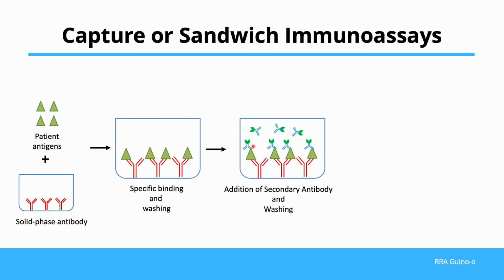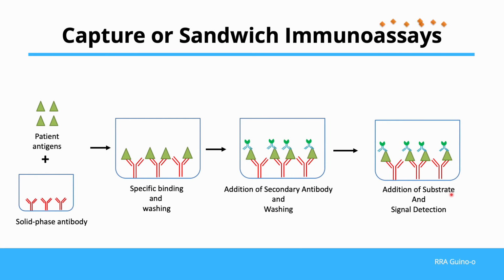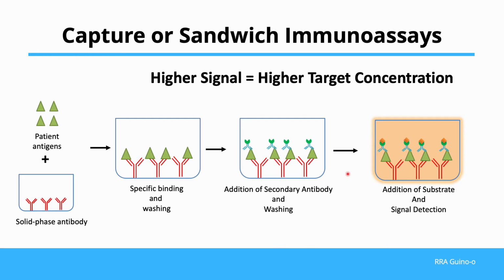So we wash off our unbound reactants, and we add our substrate. Now the substrate interacts with the enzyme and is converted into a signal, either chromogenic, fluorescent, or luminescent. So here you can see that the test vessel now has a signal, and this signal indicates the presence of our target antigen. So the higher the signal, the higher the target concentration.